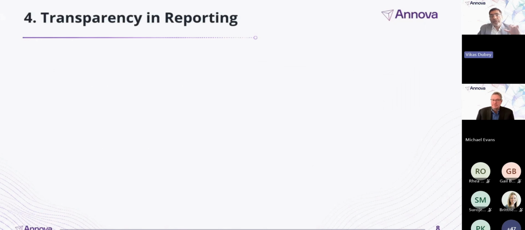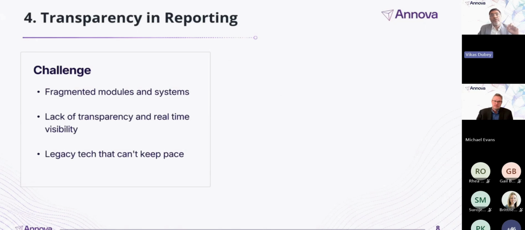I think we talked about the ecosystem, which is not in our control. But now let's talk about the most important element, in my opinion, which we can actually control: the transparency and the reporting, the absolute need to know where things are. Now, what happens?